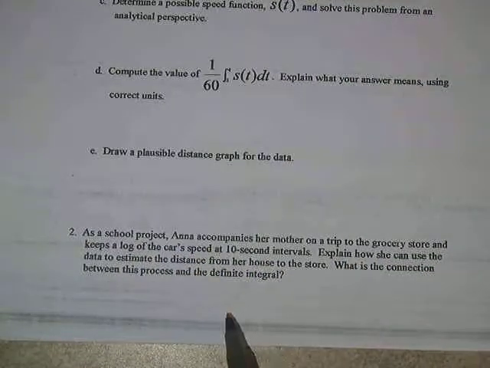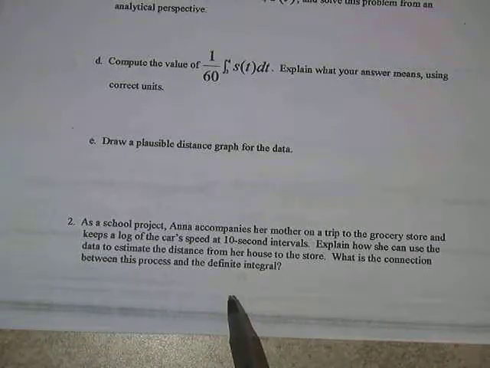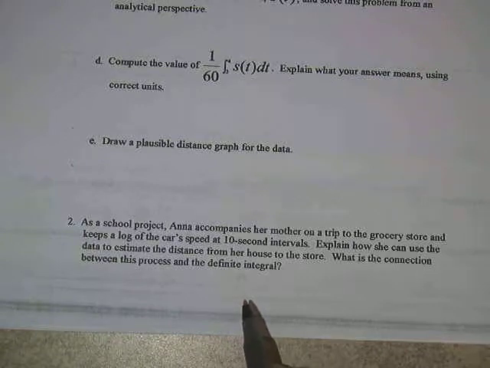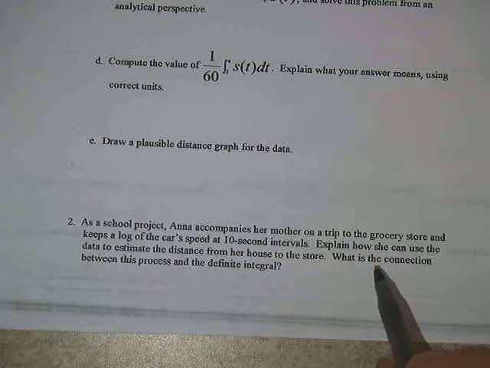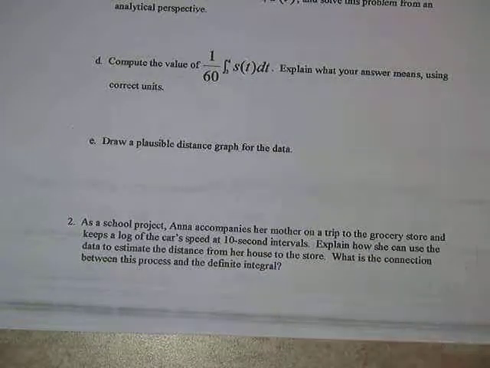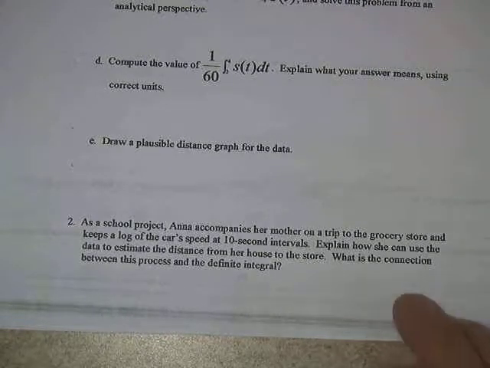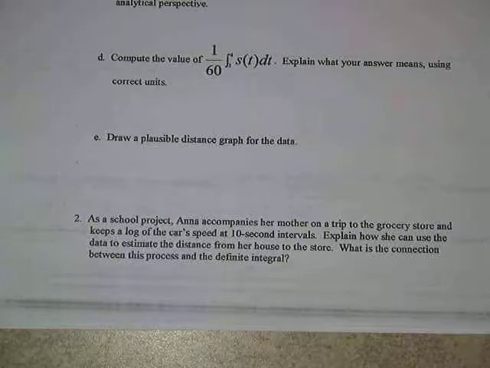And then finally, in number 2 here, it says, Anna accompanies her mother on a trip to the grocery store, keeps the car's speed at 10-second intervals. Explain how she can use the data to estimate the distance from her house to the store, and what is the connection with this process in the definite integral. So bottom line is, if she calculated the mom's speed from 10-second intervals all the way to the store, couldn't she just find the area under the curve that those points would make? Keep in mind these would all be positive values because we're only going in one direction. We're going from home to store, right?